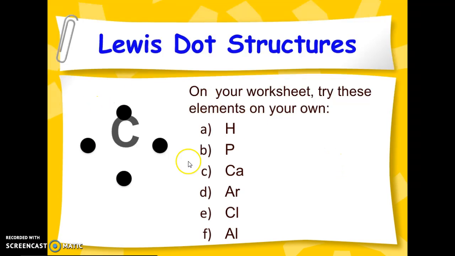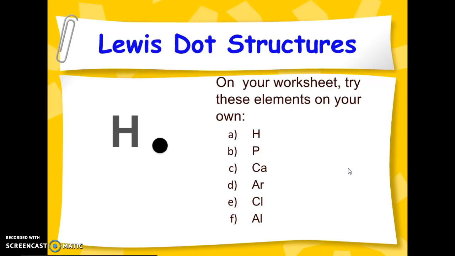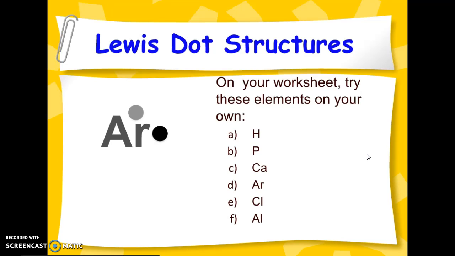Okay, so now we have done the Lewis dot structures for these. So let's check your work. Hydrogen just has 1 electron, so you just have it here at 3 o'clock. Phosphorus is in group 15, so there are 5 valence electrons. Then we have calcium. Calcium has 2 valence electrons. Argon has 8. Argon is a noble gas, so it's very happy. This is a very happy element.